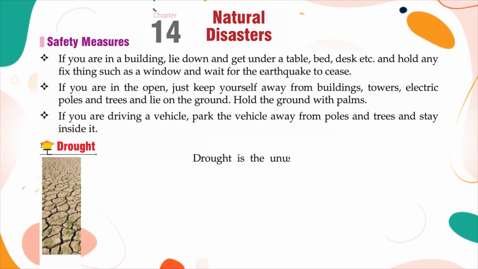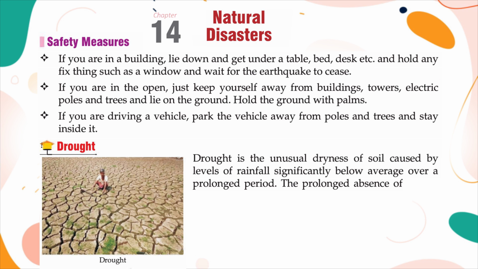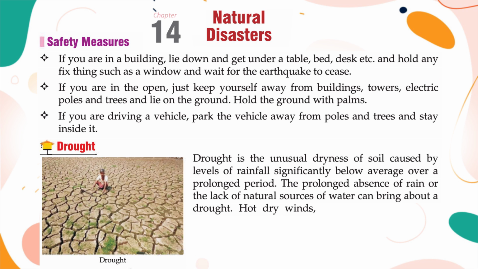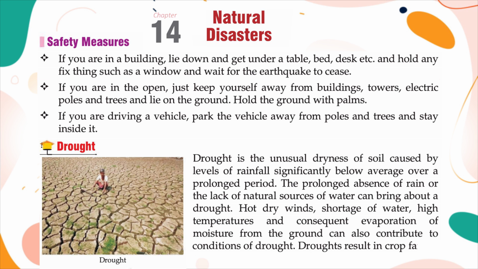Drought. Drought is the unusual dryness of soil caused by levels of rainfall significantly below average over a prolonged period. The prolonged absence of rain or the lack of natural sources of water can bring about a drought. Hot, dry winds, shortage of water, high temperatures, and consequent evaporation of moisture around the ground can also contribute to conditions of drought. Droughts result in crop failure and shortage of water.